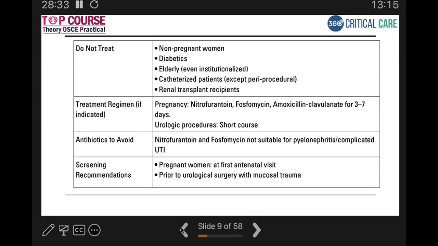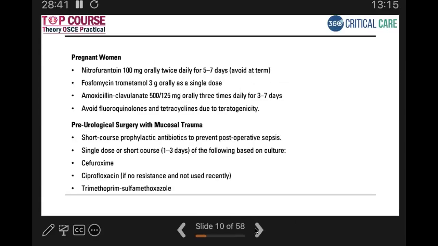And if you're going to subject a patient to a urological procedure, then before the procedure you send a urine sample for bacteriuria. As I told you, in pregnant women you can use nitrofurantoin 100 mg orally twice daily for 5 to 7 days. Fosfomycin, you can give 3 grams as a single dose. Amoxiclav, you can use 3 times a day for 3 to 7 days. Avoid fluoroquinolones and tetracyclines. With respect to urological procedures, you can use a short-term antibiotic course like cefuroxime, ciprofloxacin, and Septran. A short course of 1 to 3 days is enough for such patients.